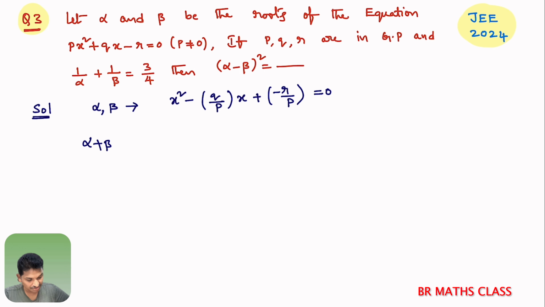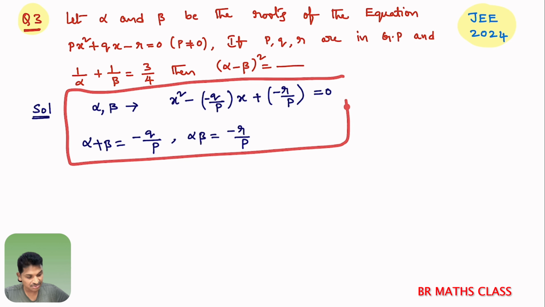What is alpha plus beta? You see here, a minus sign is there with the x coefficient, and here a plus is there. Minus of minus, here I forgot to write this minus, right? What is alpha plus beta? Alpha plus beta is minus q divided by p. What is alpha beta? Alpha beta is r divided by p. This we know from the quadratic equations concept.